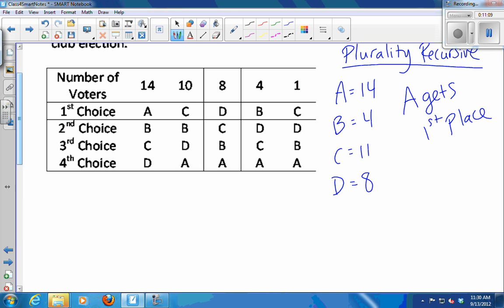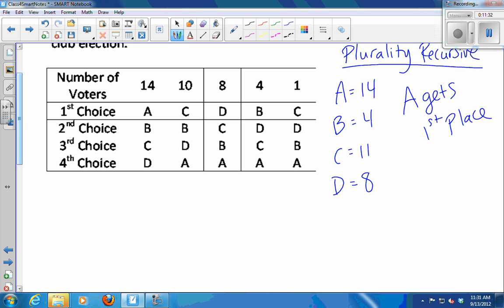Now, I have a question. Yes. When you take out A, for instance, are you distributing A's 14 to B? Nope, we're just going to pretend A never existed. So these 14 votes would have voted B, C, D. If they only had B, C, and D to choose from, their ballot would have looked like that.